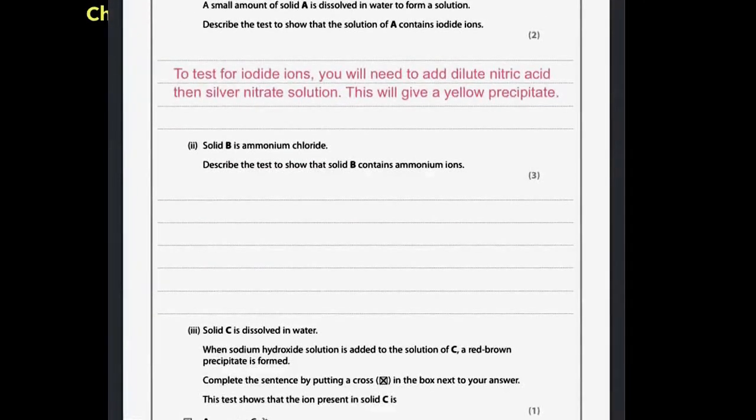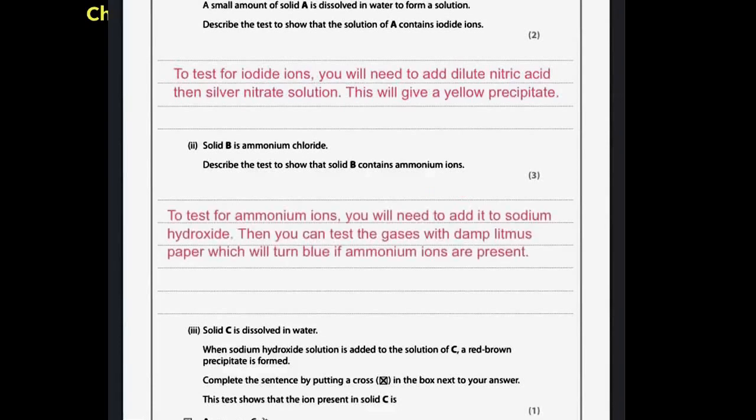So the next part of the question says, solid B is ammonium chloride. Describe the test to show that solid B contains ammonium ions. So this question is worth 3 marks, which is more than the second one, which means we need to add a bit of extra information. So to test for ammonium ions, you need to add it to sodium hydroxide. Then you can test the gases with damp litmus paper, which will turn blue if ammonium ions are present. So say this, you'll get 3 marks.